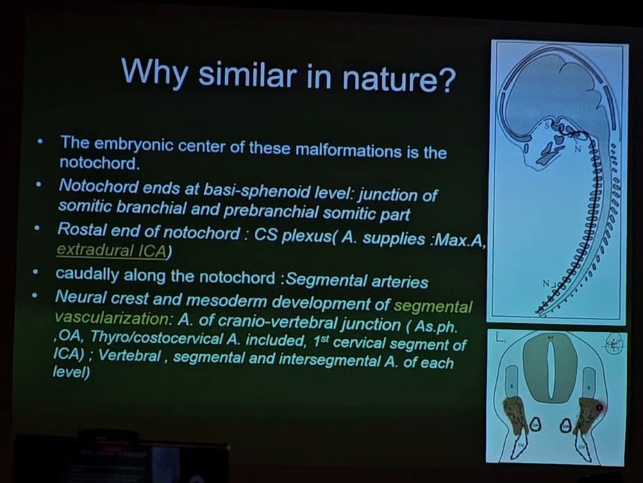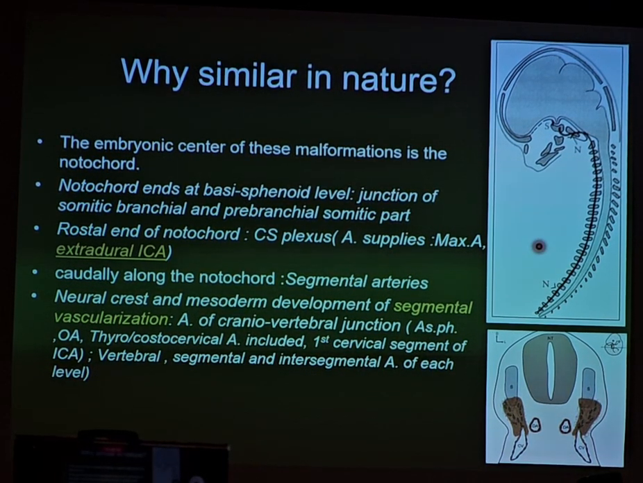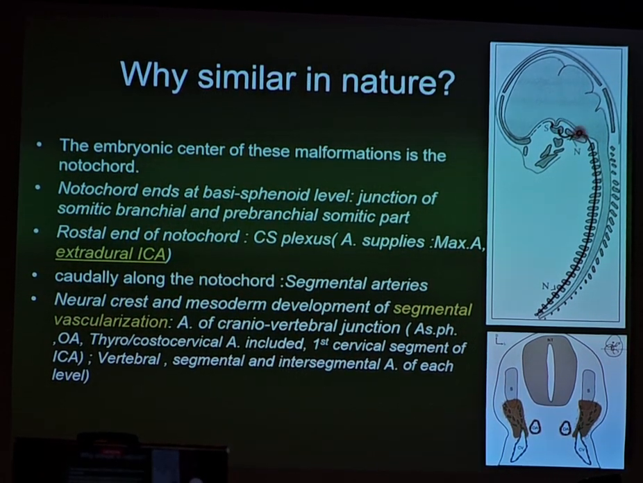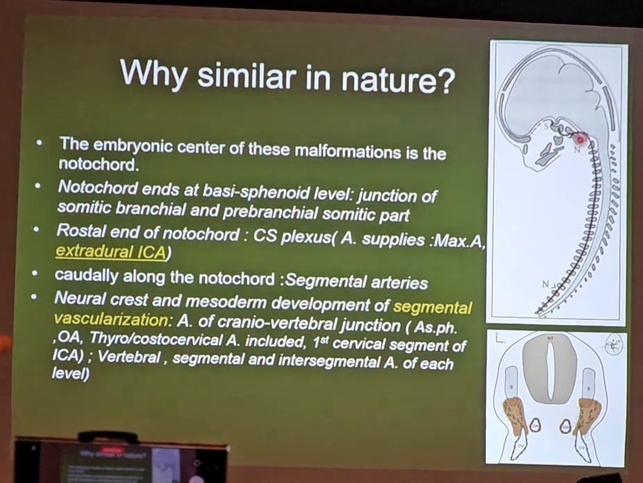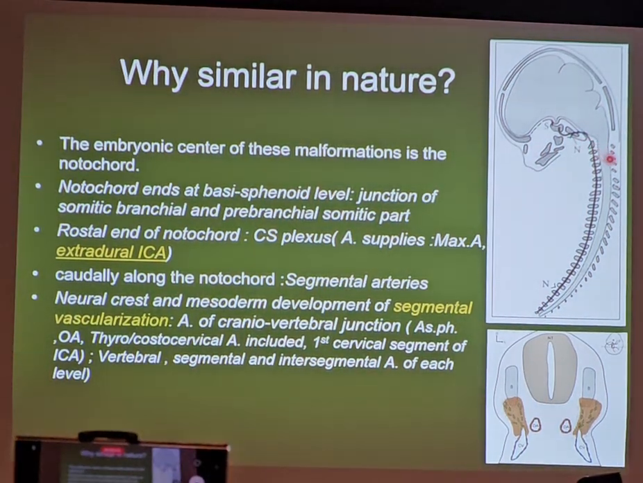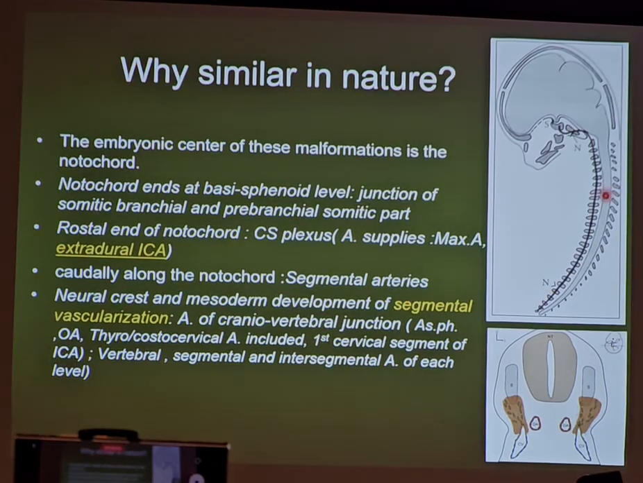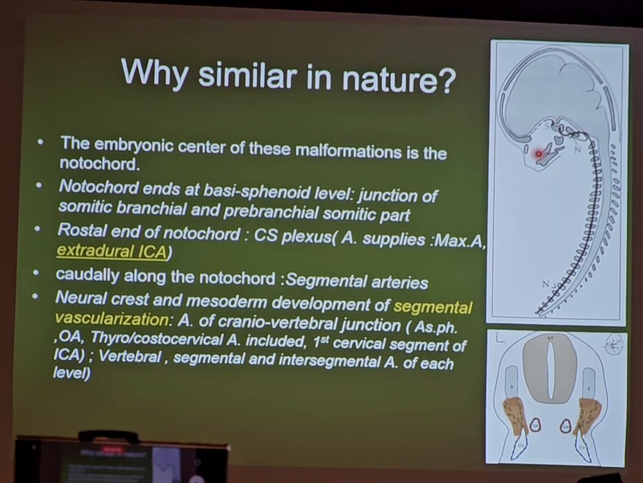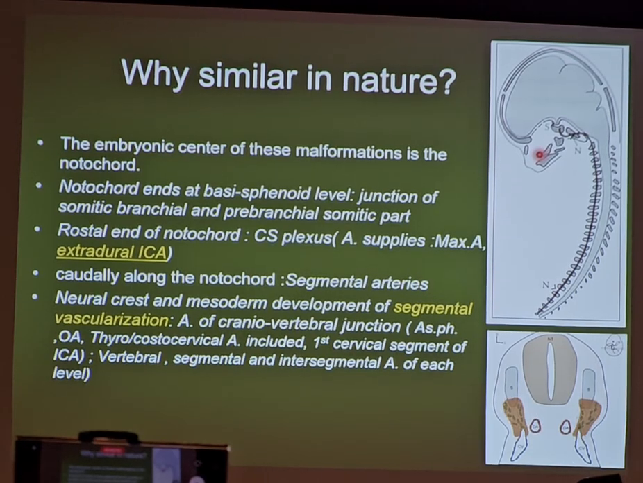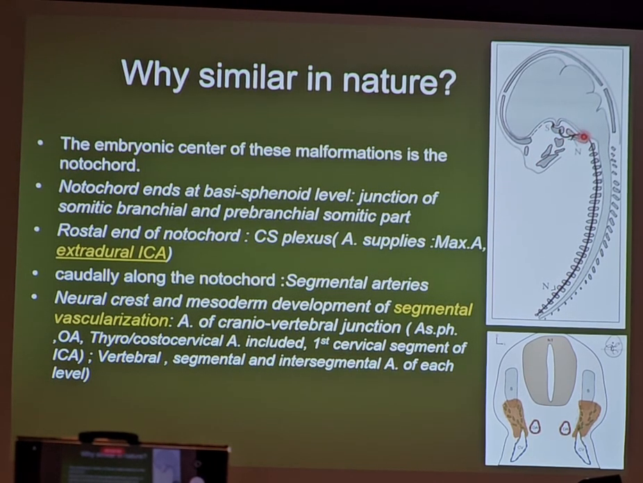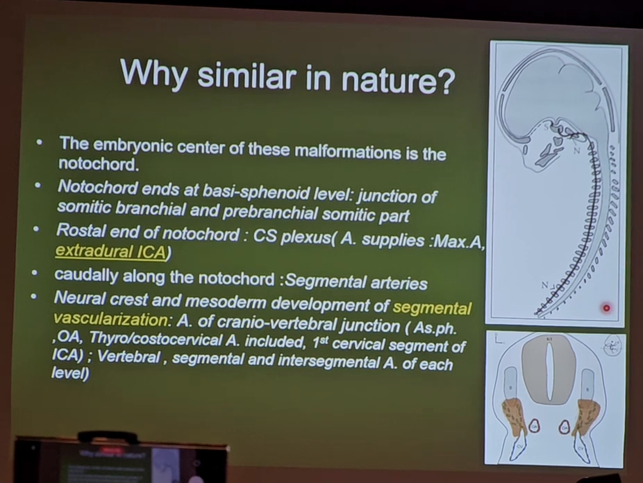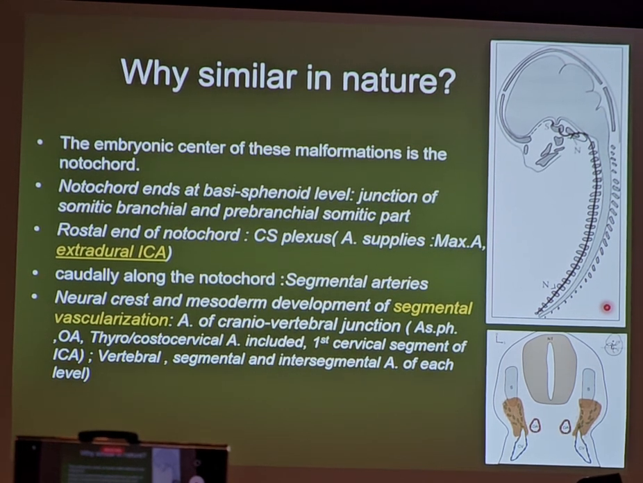The embryonic center of this malformation is the notochord, which ends at the basisphenoid level, at the junction of the somatic and prebranchial parts. At the rostral end of the notochord is the sinus plexus, whose arterial supply is related to the maxillary artery and the extradural internal carotid artery. Caudally around the notochord are all the segmental arteries. So this involves neural crest and mesoderm development of segmental vascularization.